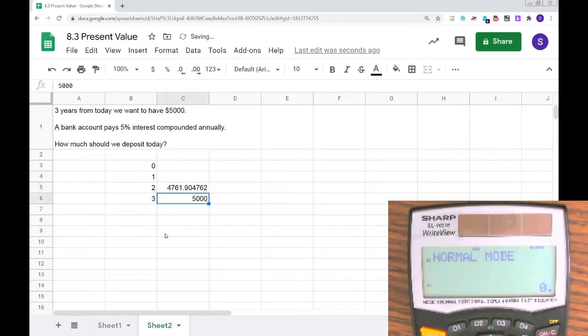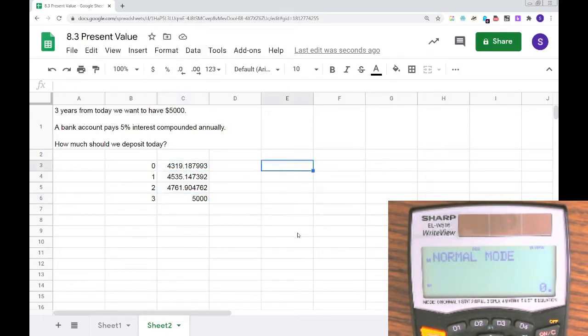And so if I want $5,000 in year 3, then I need this much money in year 2. And so what I did is instead of multiplying, because I'm going backwards, I'm dividing. So I can take this and just pull it in this direction and continue the pattern. And so if I start off with this amount of money, in 3 years I will have $5,000.